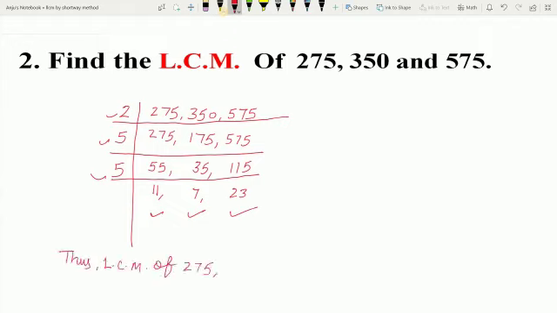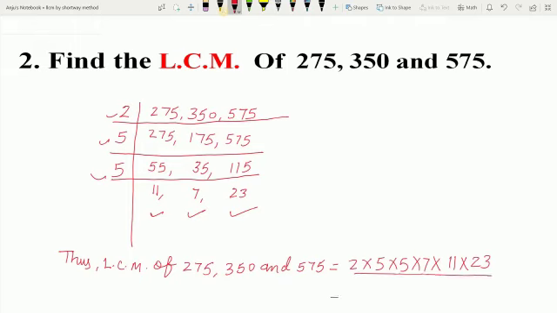Thus, LCM of 275, 350 and 575 is equal to, here we write all the prime factors of these numbers. So 2 into 5 into 5, and then we write 7 into 11 into 23. Now we multiply all these numbers to get the LCM, and after multiplication we get 88,550 as the LCM of 275, 350 and 575.